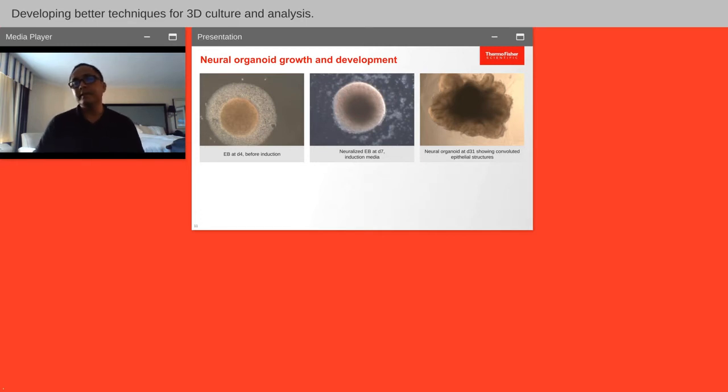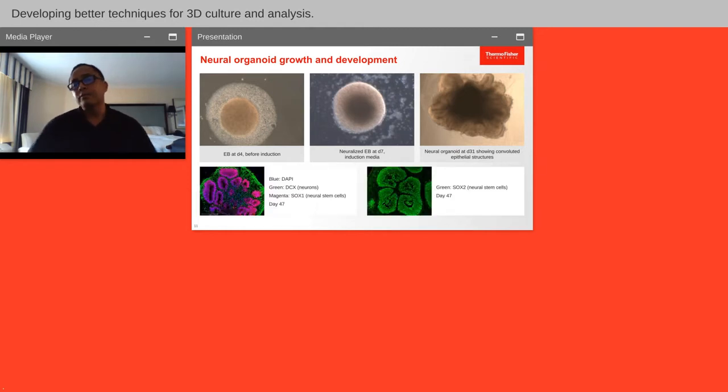The last picture here is after the budding, the encapsulation. This is more in the long-term growth phase. You are really seeing the development of the neural organoid with these nice convoluted epithelial structures on the outside, these nice ruffles, as well as the denseness in the middle showing the proper organization of the organoid.